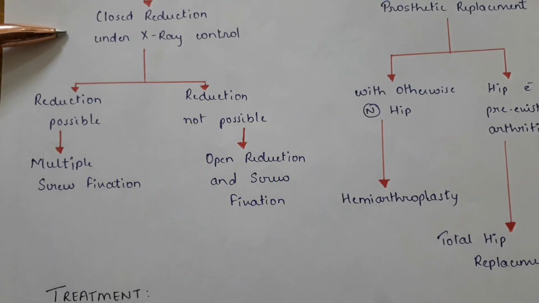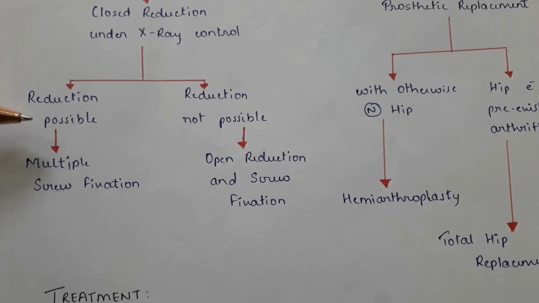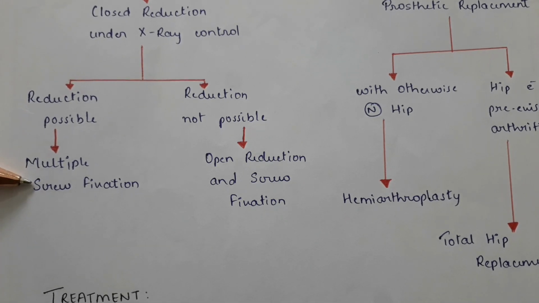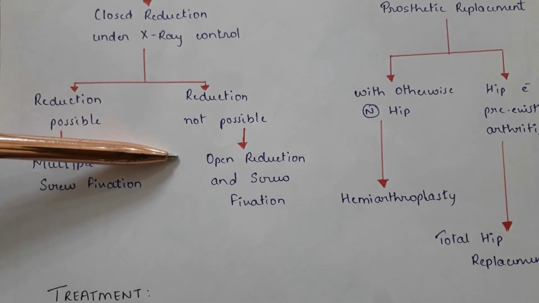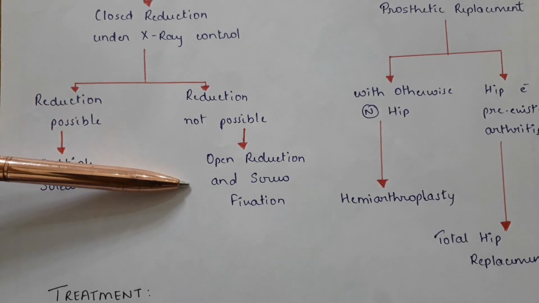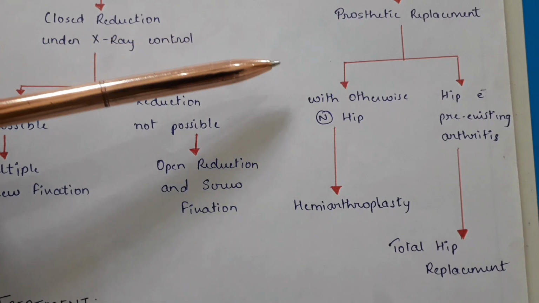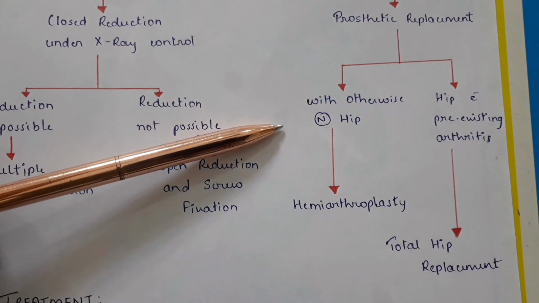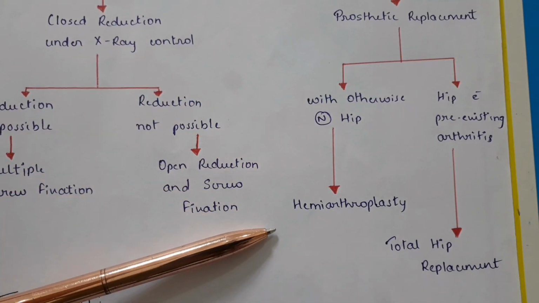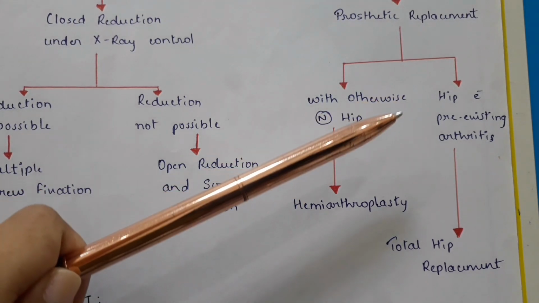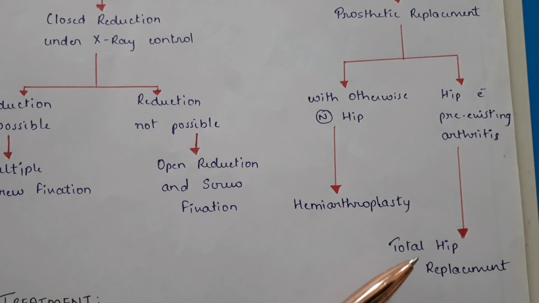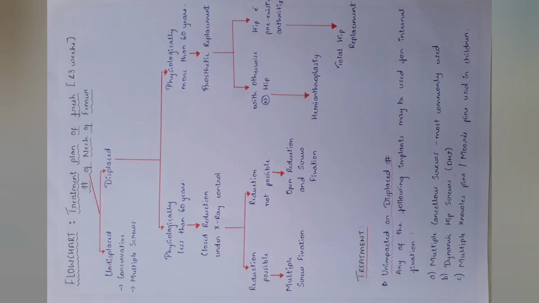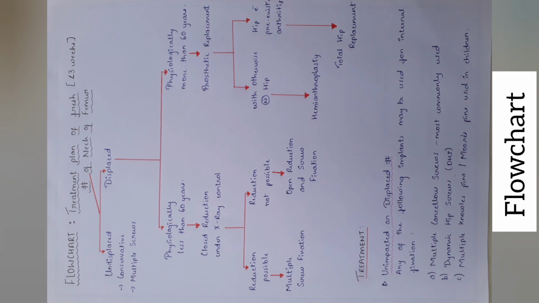Under closed reduction under X-ray control, if the reduction is possible, multiple screw fixation is done. If reduction is not possible, open reduction and screw fixation is done. In case of prosthetic replacement with an otherwise normal hip, hemiarthroplasty is done. If the hip has any other pre-existing arthritis, total hip replacement is performed. You can take a screenshot of the flowchart which is inserted right over here.